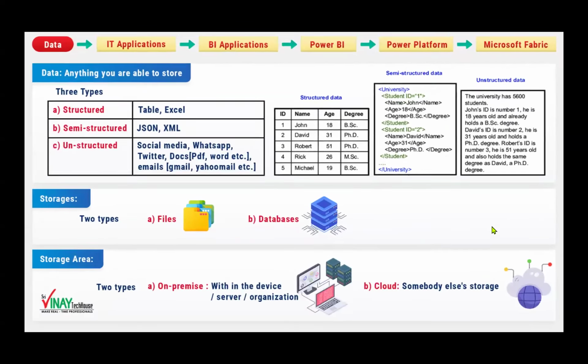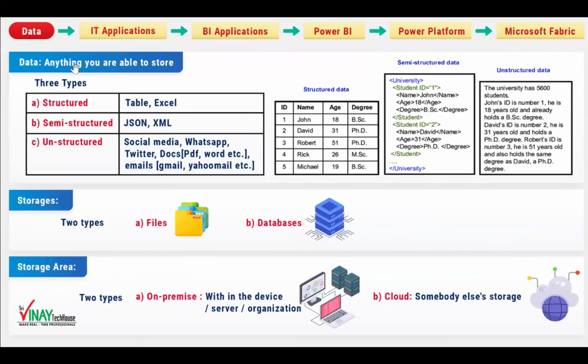So this part I explained last class. How many types of data are available? How many types of IT applications are available? Business intelligence applications are available, and what is BI? What is Power BI? What is Power Platform? And what is Fabric? The reason for Fabric is that Power BI is now part of Fabric. So when you take a license and work on it, everywhere you find Fabric. So first you need to know what Fabric is.